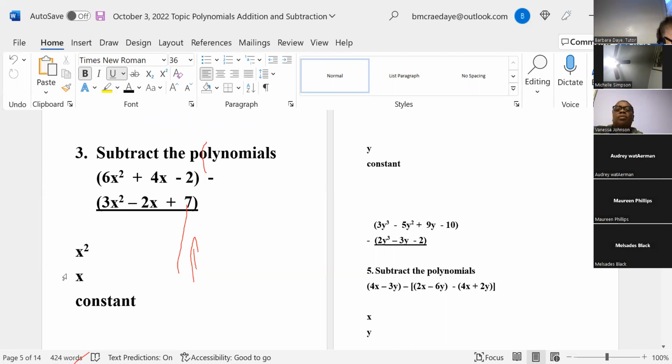Let me see. Subtract the polynomials. Oh, yes, it's subtraction. You've got to read. This is a subtraction. Oh, yes, so you have to. Remember, I switched from addition. We're going to subtraction. Take away. Find the difference.